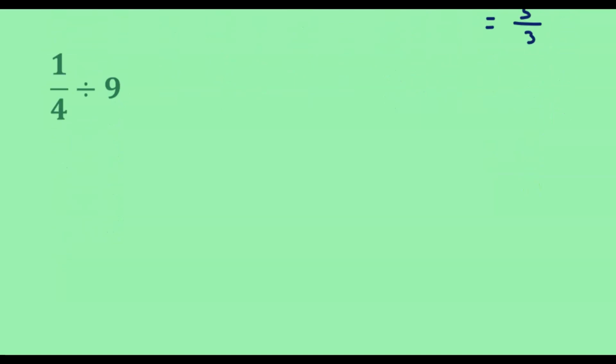We have 1 over 4 divided by 9. So we're going to rewrite this problem. We have 1 over 4 divided by 9, and we can rewrite 9 as 9 divided by 1. Now what we're going to do is keep, change, flip. We keep the first fraction, 1 over 4, we change the division sign into a multiplication sign, and we flip the second fraction, 9 over 1, to obtain 1 over 9.